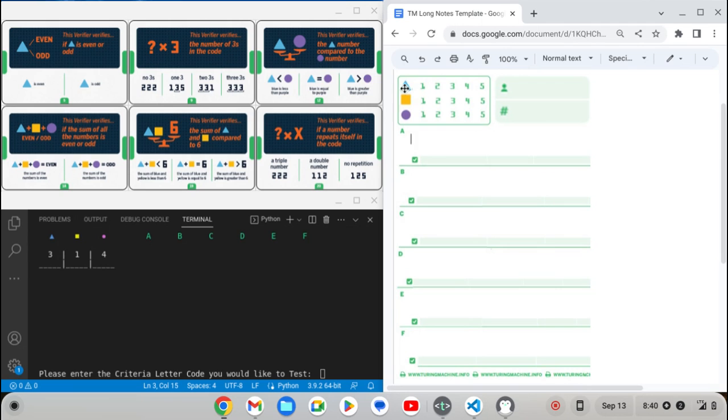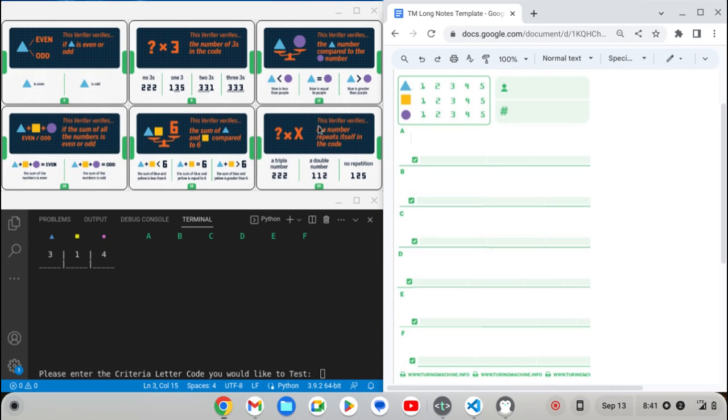Criteria card C looks at our first and last digits, triangle and circle, and compares them. So should the value of triangle be less than circle? Should they be equal? Or should the value of triangle be greater than circle? Criteria card D looks at our 3 digits, triangle, square, and circle, adds them up, and the Turing machine will let us know whether that sum is an even quantity or an odd quantity. Criteria card E looks at our first 2 digits, triangle and square, adds them up, and compares it to the number 6. So should the sum of the digits be less than 6? Should they be equal to 6? Or should they be greater than 6?